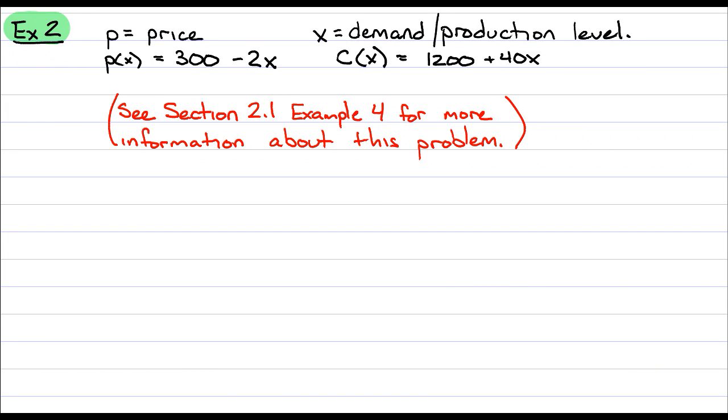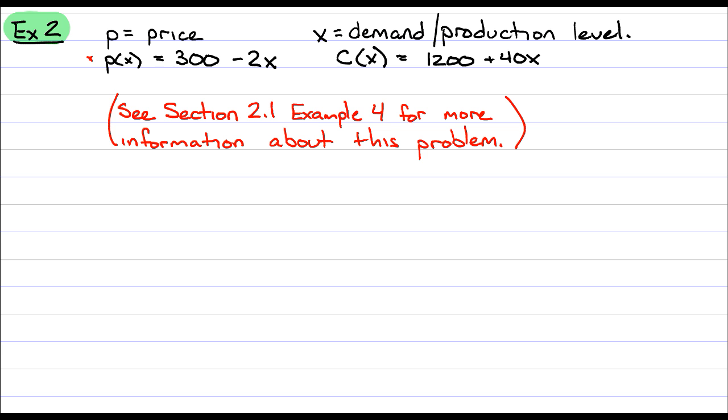Example 2 in section 2.3 returns to the concepts of revenue and profit. This problem states that Widgeco is a company that produces and sells widgets. Their marketing department has determined that the price per widget, indicated by the variable P, and the monthly demand for widgets, indicated by X, are related by the following price-demand function. So this P of X function here explains the relationship between the price per widget and the overall monthly demand for widgets.